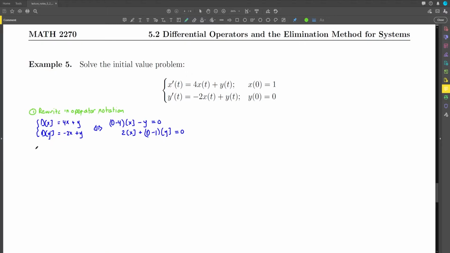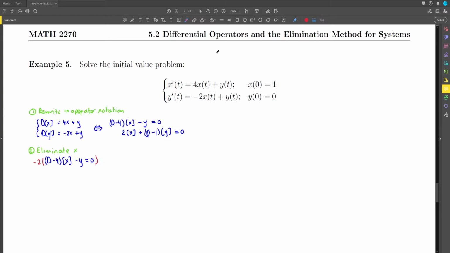Okay, second step is we're going to eliminate a variable, and I'm going to eliminate x here, and we can eliminate x by multiplying the top by negative 2 and the bottom by d minus 4. So if I multiply the top by negative 2, I get d minus 4 acting on x minus y equals 0.